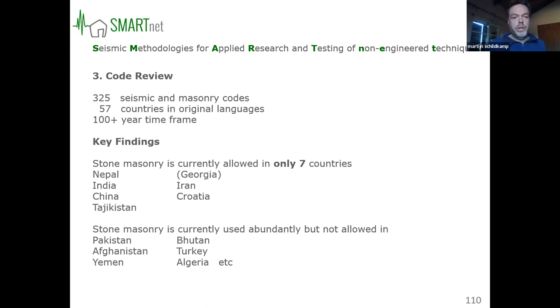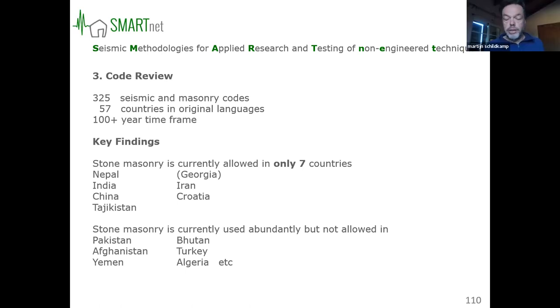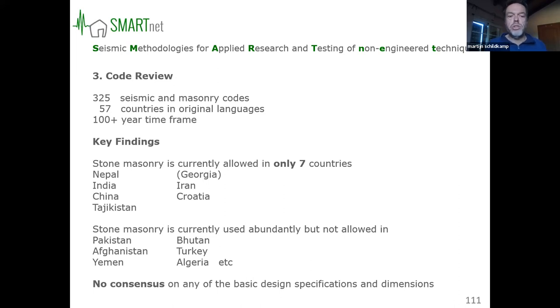Stone masonry is used a lot. I've already shown you in the needs assessment that stone masonry is used a lot in the world. For example, in the north of Pakistan, the whole country of Bhutan doesn't have building codes. In Afghanistan, about 80% is stone. Turkey is completely forbidding it already, and so on. By forbidding, you're basically ruling out a big portion of your building stock. So that doesn't make sense. But the conclusion is the same, no consensus on any of the basic design specifications.